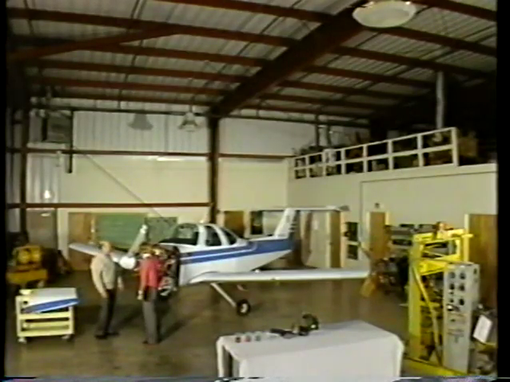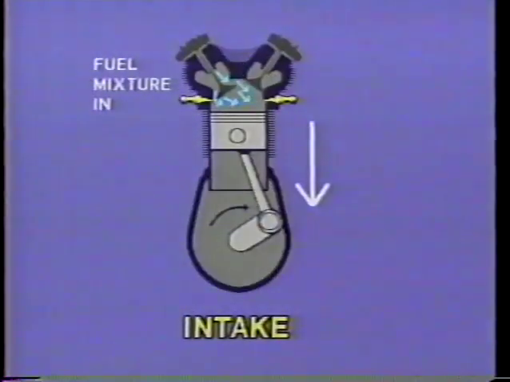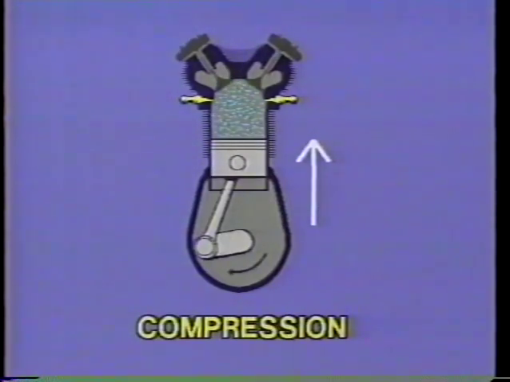Let's take a little closer look at each one of these individual strokes. On the intake stroke, the intake valve is open and the piston is moving down in the cylinder, and the fuel-air mixture is forced in by the higher pressure on the outside and the low pressure in the cylinder. As we come to the bottom of the stroke, the piston then starts moving up on the compression stroke, and the valves are both closed at this time.